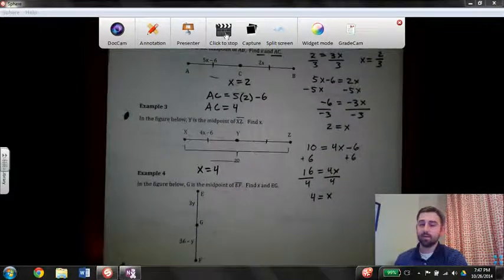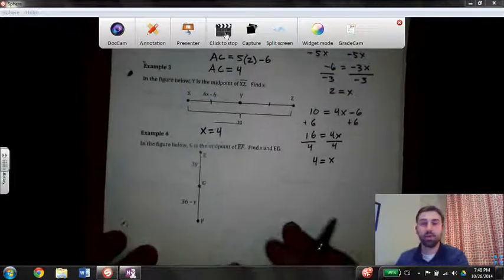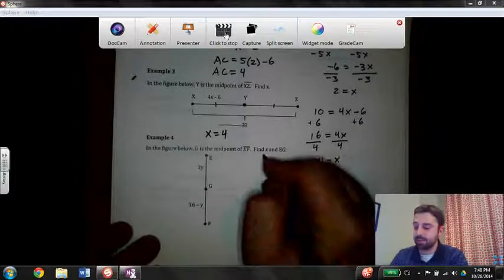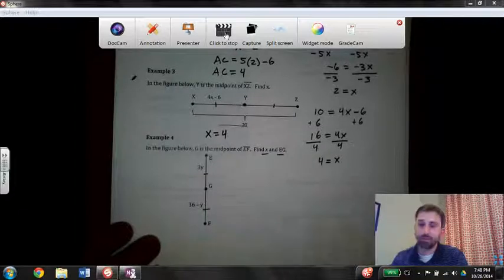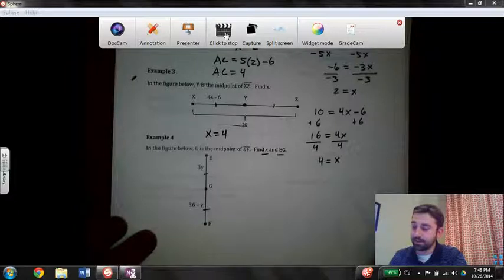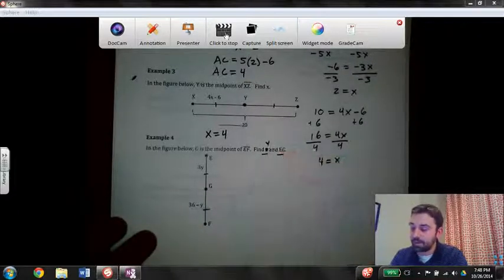Now for our final example, in the figure below, G is the midpoint of EF, find x and EG. So G is the midpoint. I can mark the congruent segments. In this case it's asking for x, but what I think it means is y, so a typo on the part of the problem.